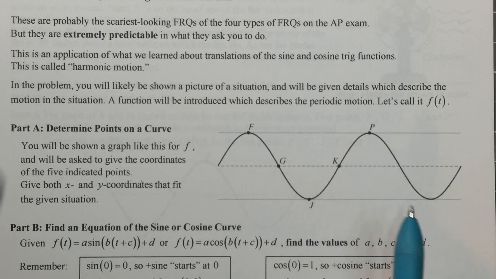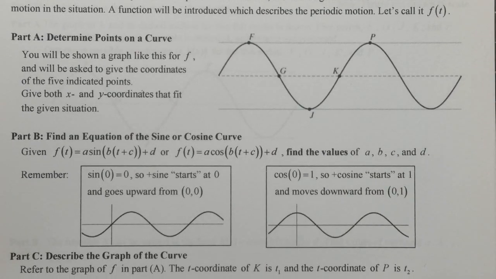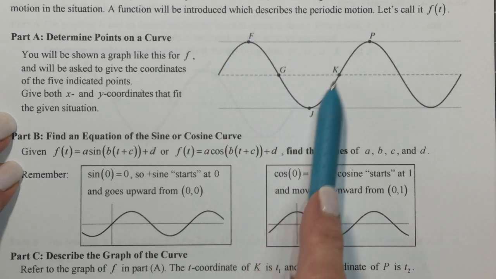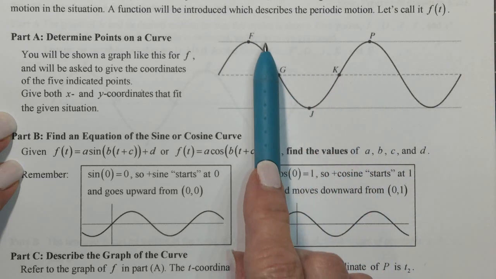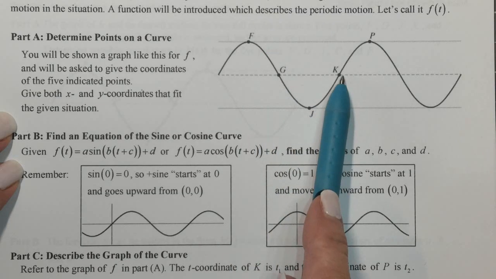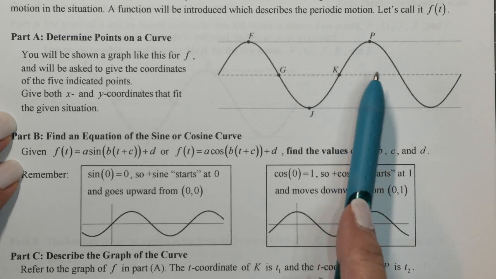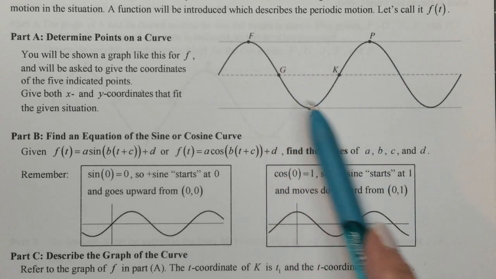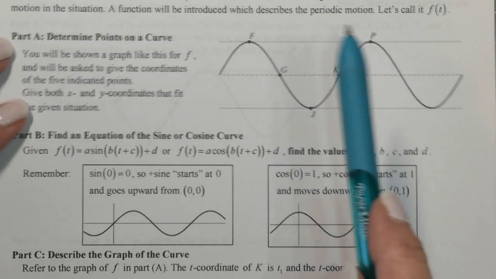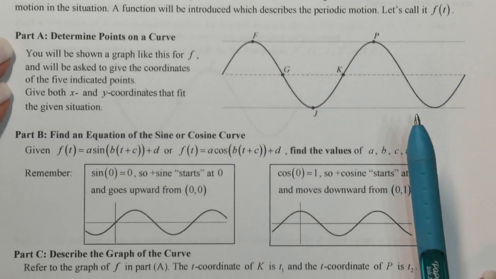There are 3 parts, A, B, and C. In part A, you will be given this graph exactly, and you'll be asked to name possible points for F, G, J, K, and P. There are many, many different possible points. You're going to name one set that fits the details given in the problem.